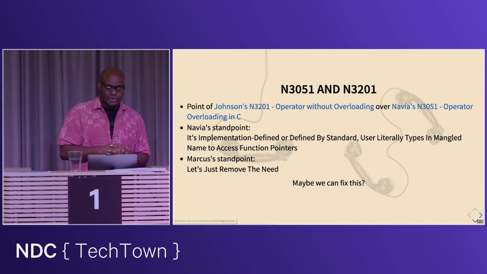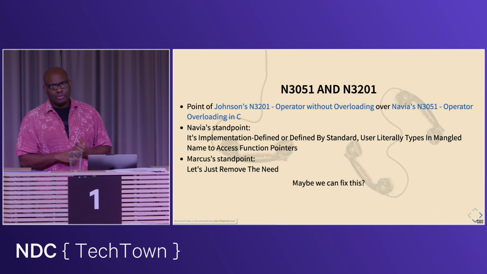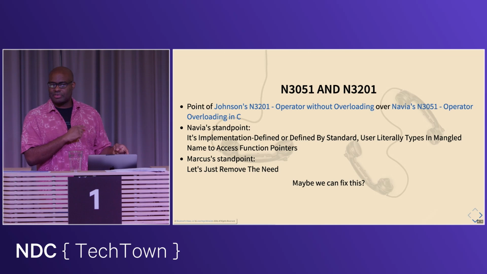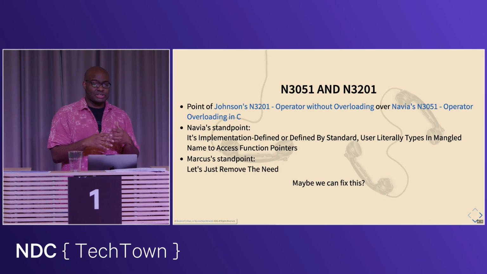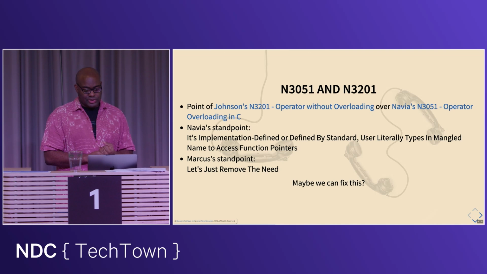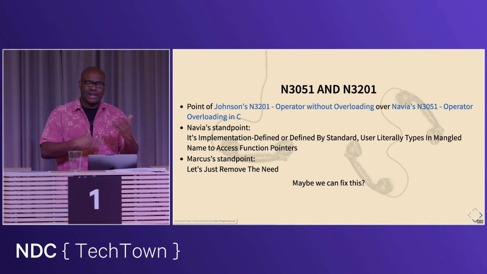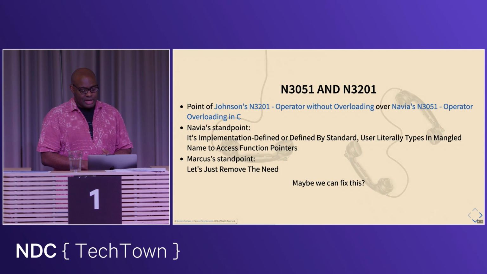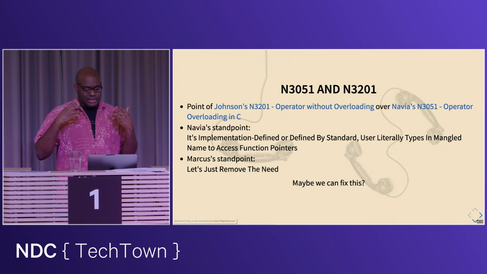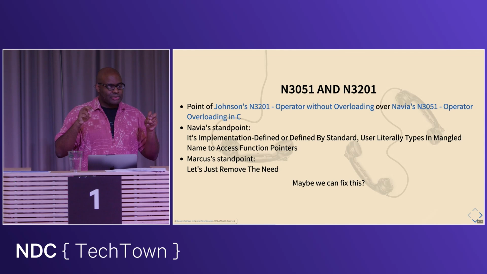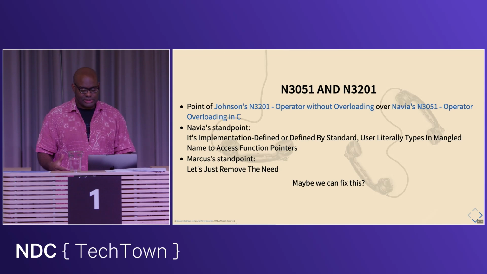Marcus's standpoint for N3201 was, what if we designed it so that we didn't have this problem? What if we made it so that this wasn't a thing we had to worry about? This was also the standpoint I had, because I was also cooking up a proposal for this, but I hadn't actually published it yet. So instead of tackling this from a position of, maybe we'll just define a mangling, what if we just didn't have mangling at all? Now it comes into question: how do we do that? How do we fix this?